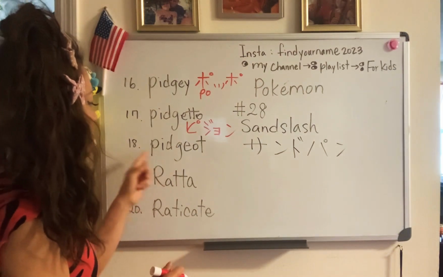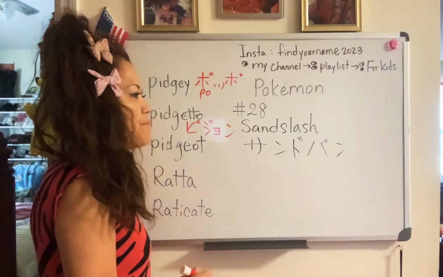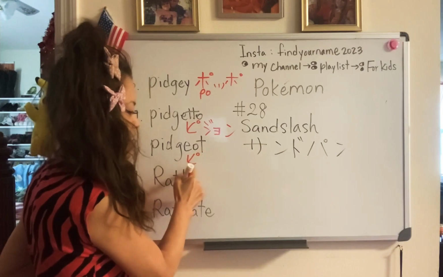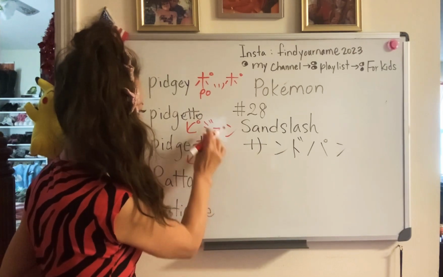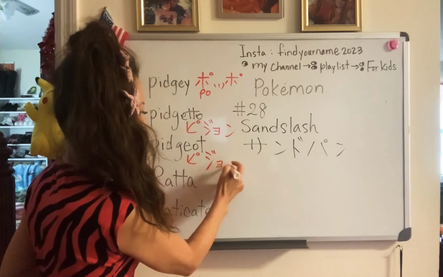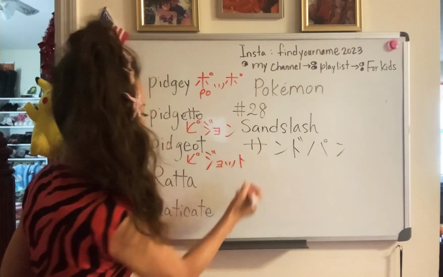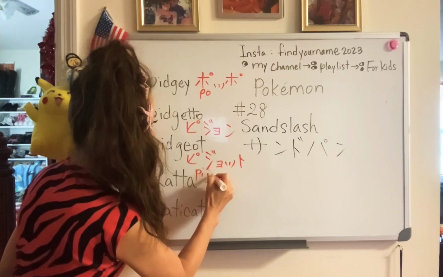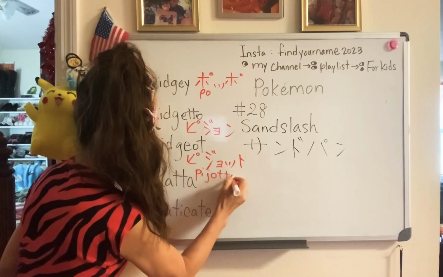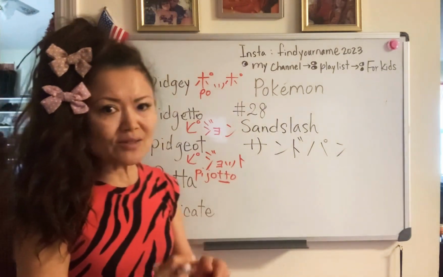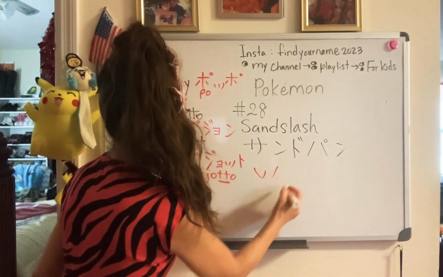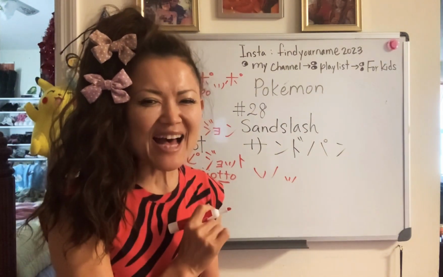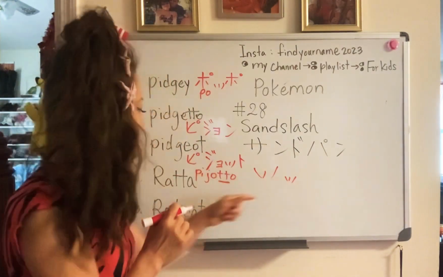How about 18? Pidgeotto is Pijotto. Bi, same as hi with handakuten changes to Bi. Jotto, same. Ji with small yo, and small tsu, and to. Bi, jotto. Let me write it down for you. Bi, jo, ji, i, jo. You can say jo. Okay. So when you see the double t, you will see the small character. Small means small. Everybody say small. Small. Okay, small size. Pijotto.